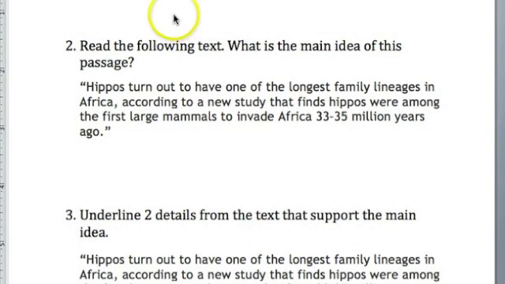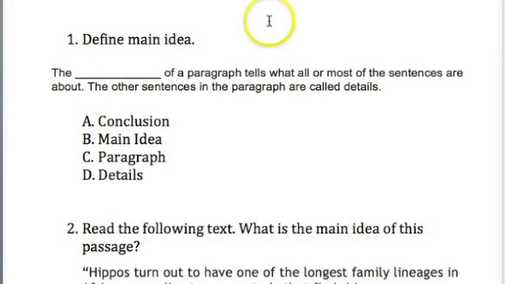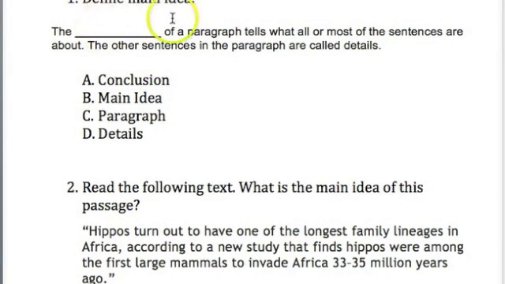So if I'm looking at defining the main idea, right? Student got it wrong. They don't know the definition. One way I can use some scaffolding and fill in the blanks can look like this. So to save time, I actually have another example here. So right here, I'm trying to define the main idea. I leave a blank, a fill in the blank. The blank of a paragraph tells what all or most of the sentences are about. Right? The other sentences in the paragraph are called details.